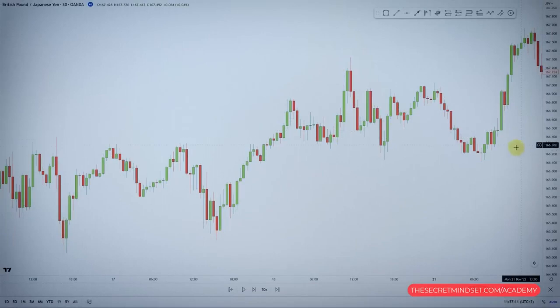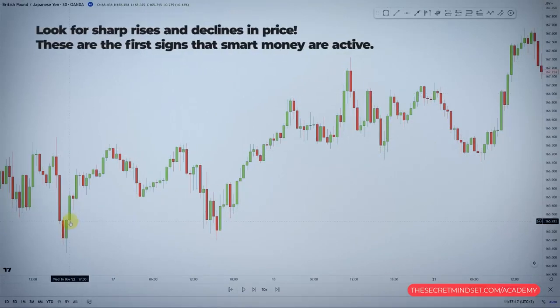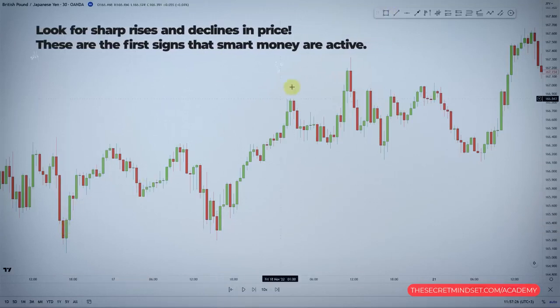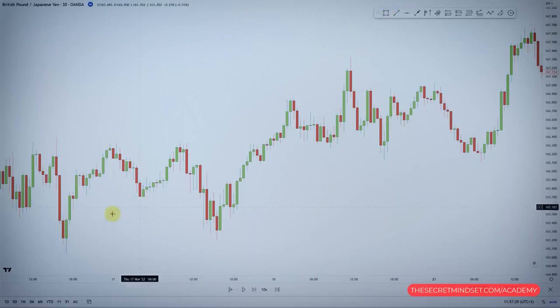So how to identify the best supply and demand areas to day trade? Here's my process. In the first place, you look for sharp rises and declines in price. These are the first signs that smart money are active. You can call them market imbalances, big price shifts in one direction.